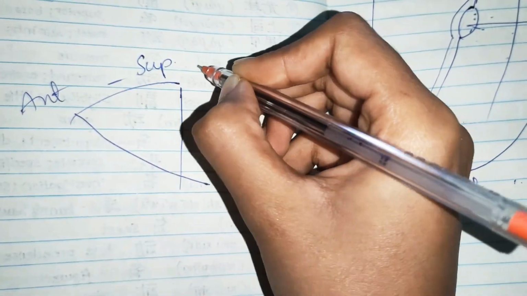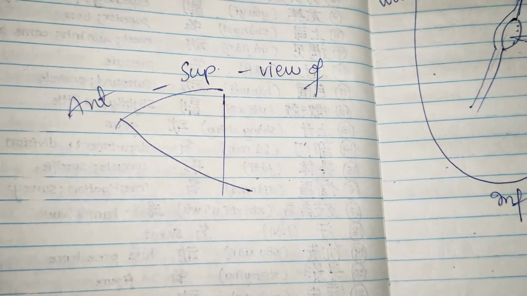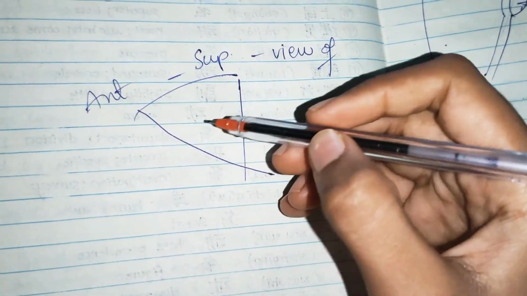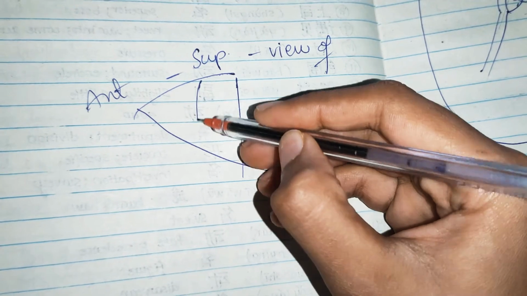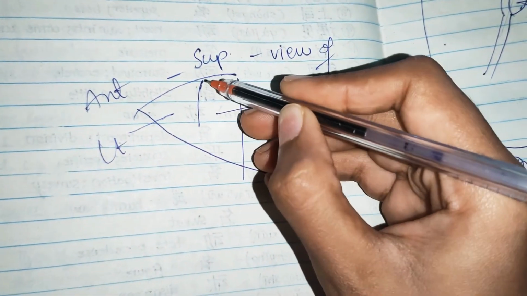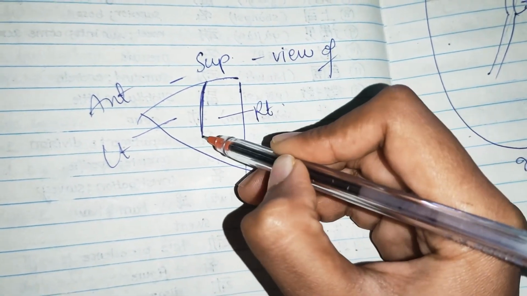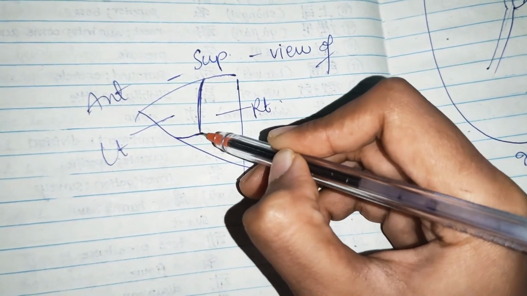So this is an anterior superior view of the liver. On the anterior superior side of the liver, you can see the liver has two lobes, a right lobe and a left lobe. So this is the right lobe and this is the left lobe of the liver. In between, coming down, is the falciform ligament.